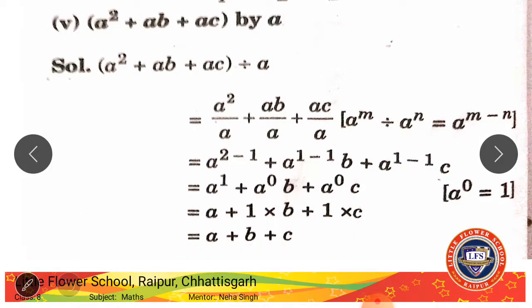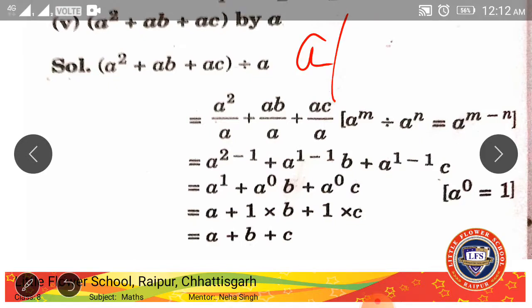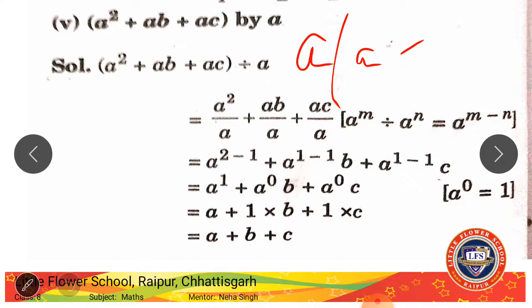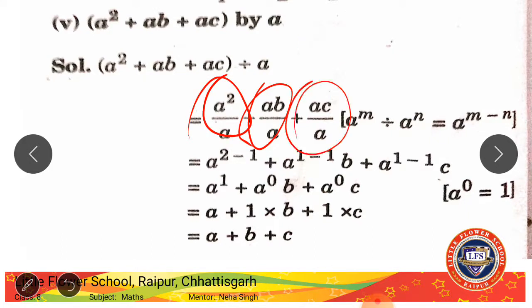A square plus ab plus ac by a. If you are solving this question by taking common, a will be taken common. What are you left with? A plus b plus c, and the a upon a gets cancelled. A plus b plus c is your answer. This was from the taking common method. And this is dividing the denominator into each numerator individually, right? Like this. And then applying the identity, and you can solve.